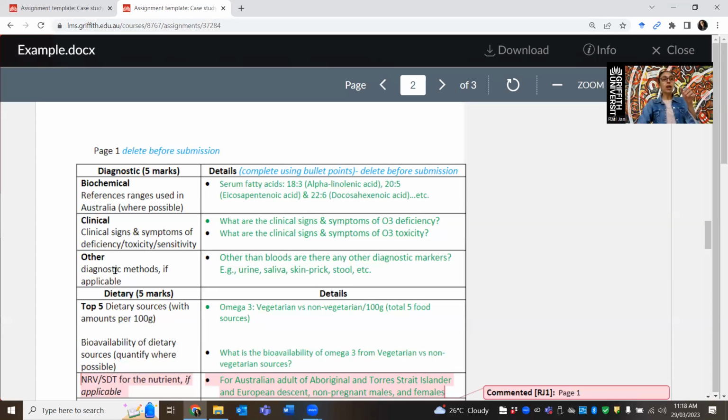Are there any other urinary indicators, saliva? Is there any skin prick indicators? Is there any stool test? Anything else, any other fluids, any other biomarkers should be there in this section. Does that make sense? How we are looking at blood first, then we are looking at signs and symptoms, then we are looking at any other marker which is out there.